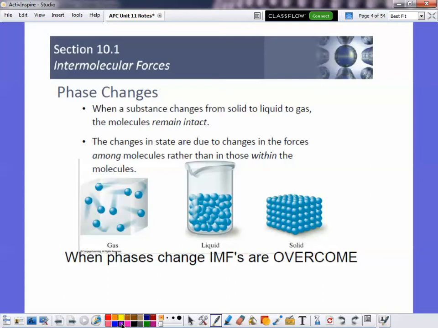Okay? Between these three images here, which one of these do you think is experiencing the most intermolecular forces? The solid.